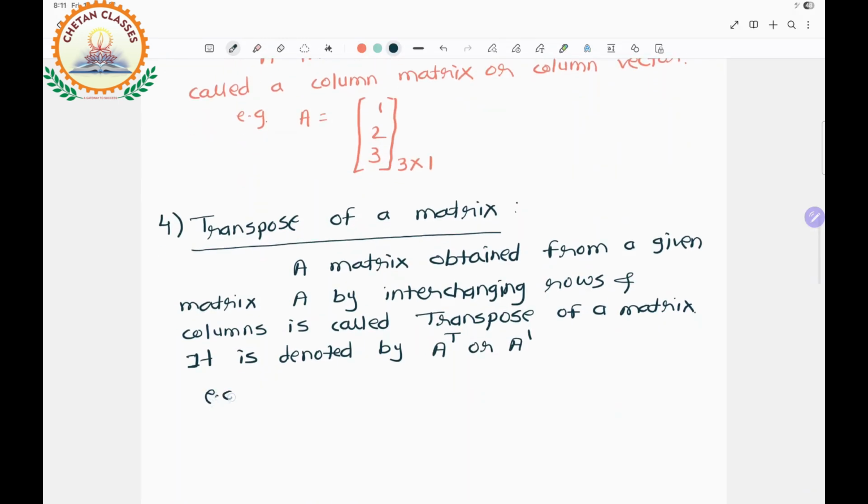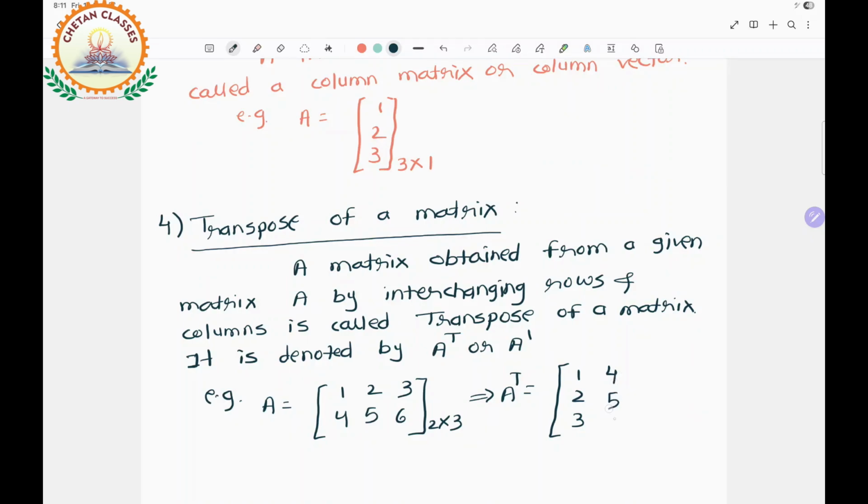For example, if I write A is 1, 2, 3, 4, 5, 6. So order of this matrix is, we have 2 rows and 3 columns, so 2 cross 3. So A transpose is row becomes column, that is this first row becomes first column. So first column is 1, 2, 3 and second column is 4, 5, 6. Now order of this A transpose is, we have 3 rows and 2 columns.